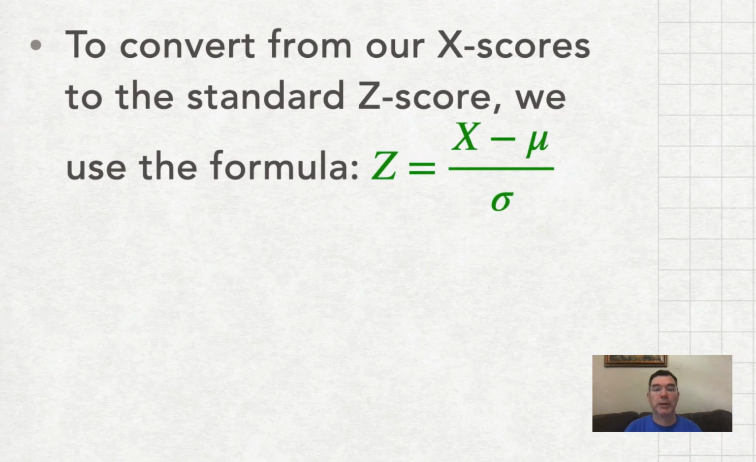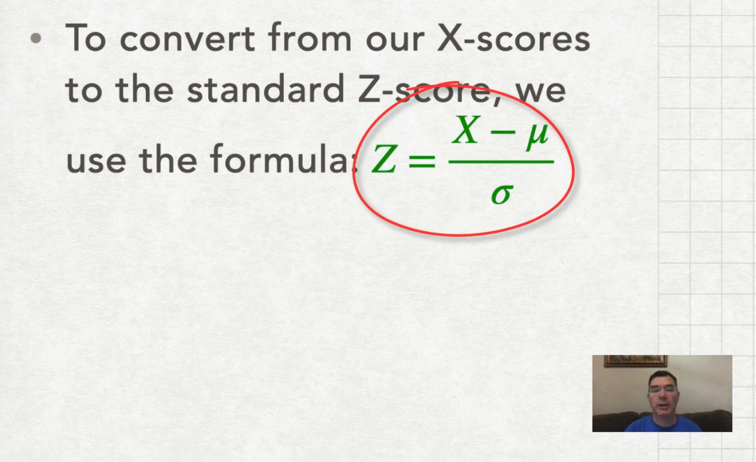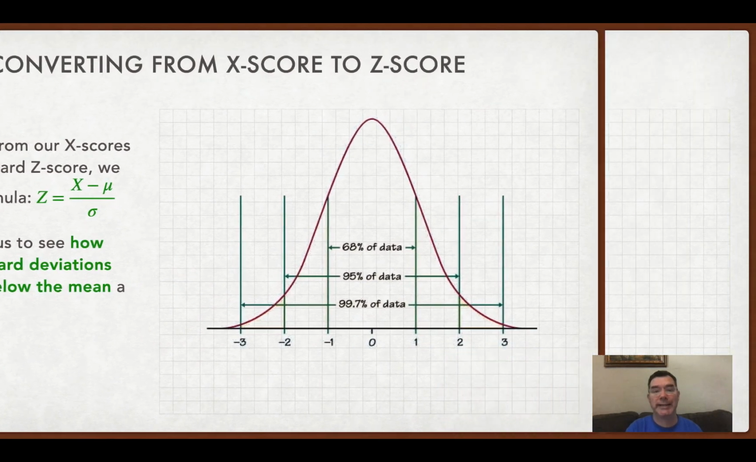There's a formula we can use, and any z-score will equal any x-score from my distribution minus my mean of mu over my standard deviation of sigma. So this allows us to see how many standard deviations above or below the mean a score actually is.